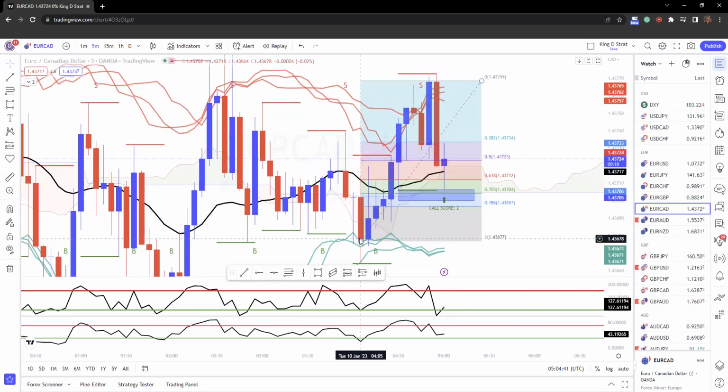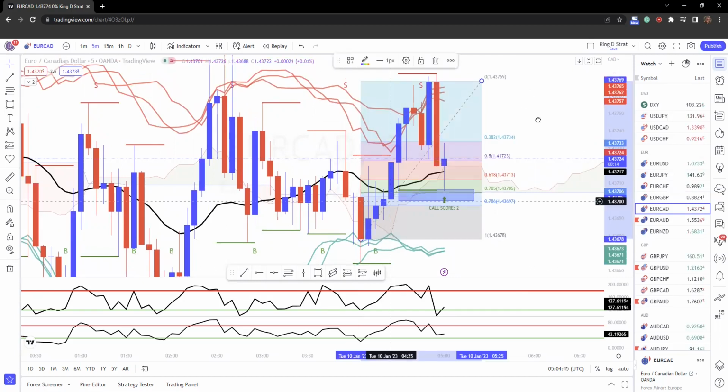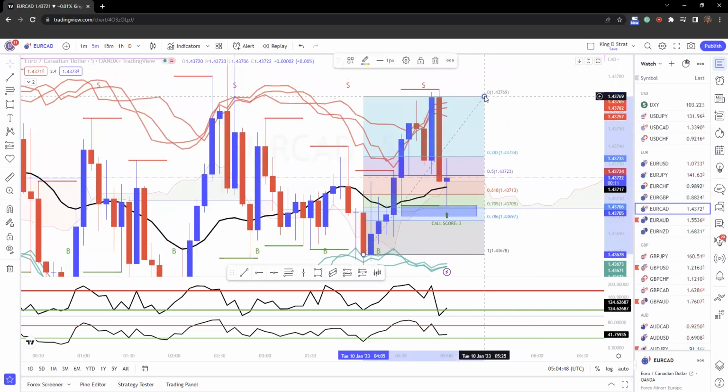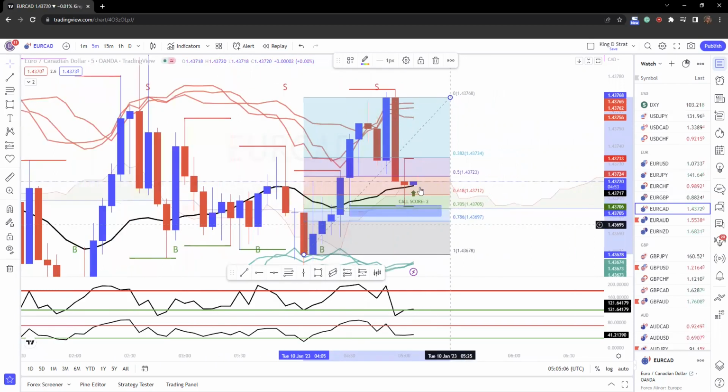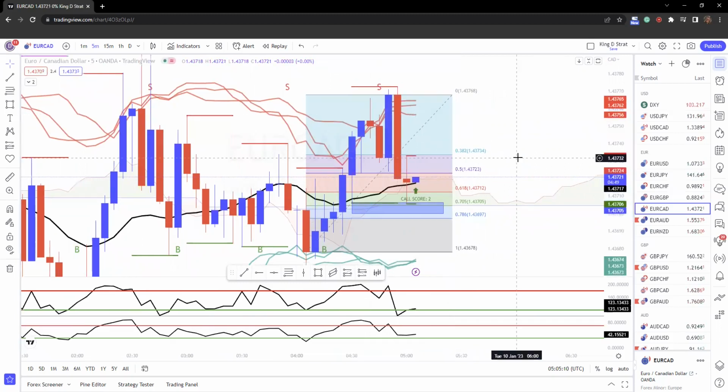If you take your Fibonacci, for the new student, don't worry. Once you start watching the video, you understand. But if we take our Fibonacci from where the impulse started to where it ended, this is our retracement to the 618 level. And it gave us our reaction. Are we following? So that's an easy one. I just click down. Okay, click.